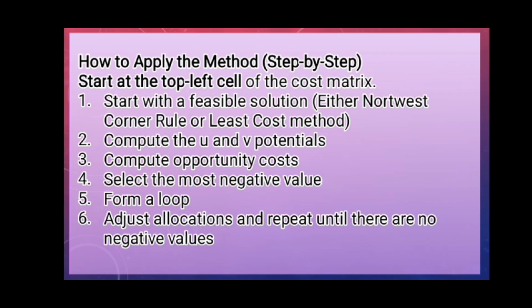How to apply the MODI method? Number 1, start with a feasible solution, either the northwest corner rule or the least cost method. Number 2, compute the U and V potentials. Then compute the opportunity cost and select the most negative value. Form a loop, adjust allocations, and repeat until there are no negative values.